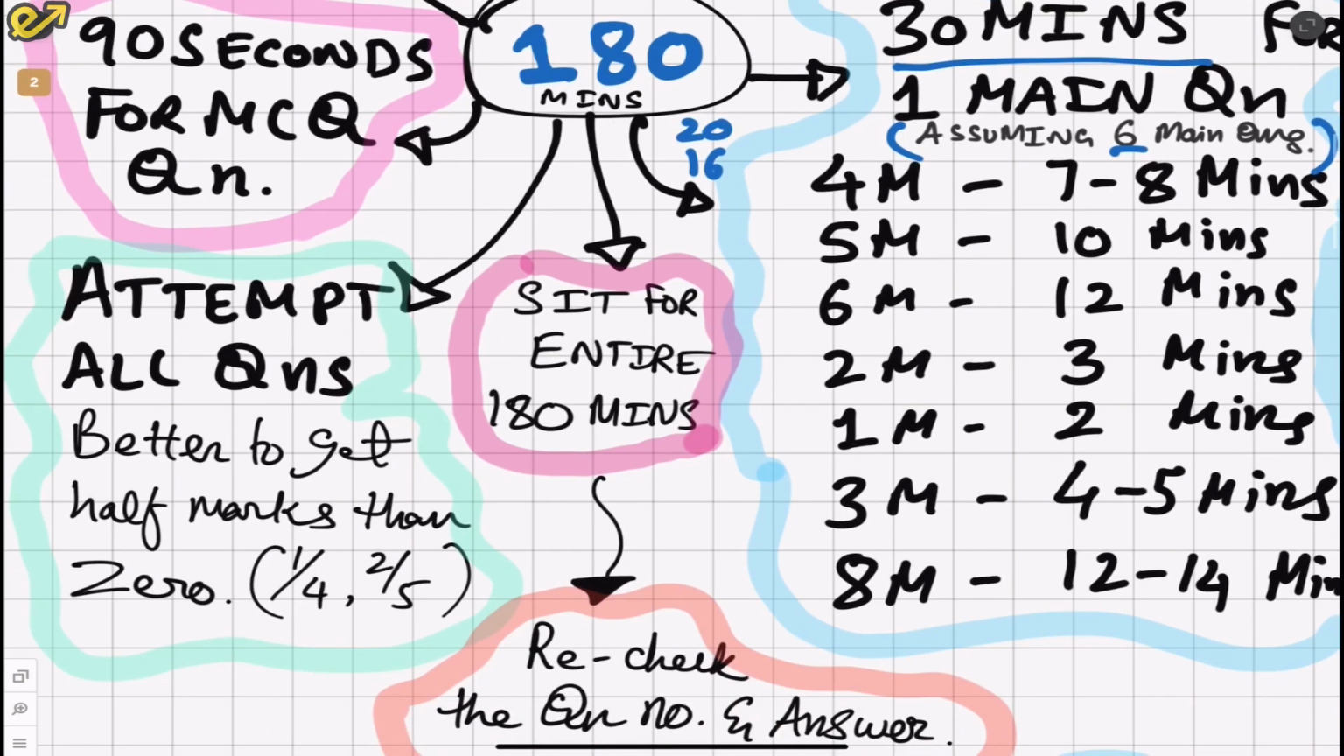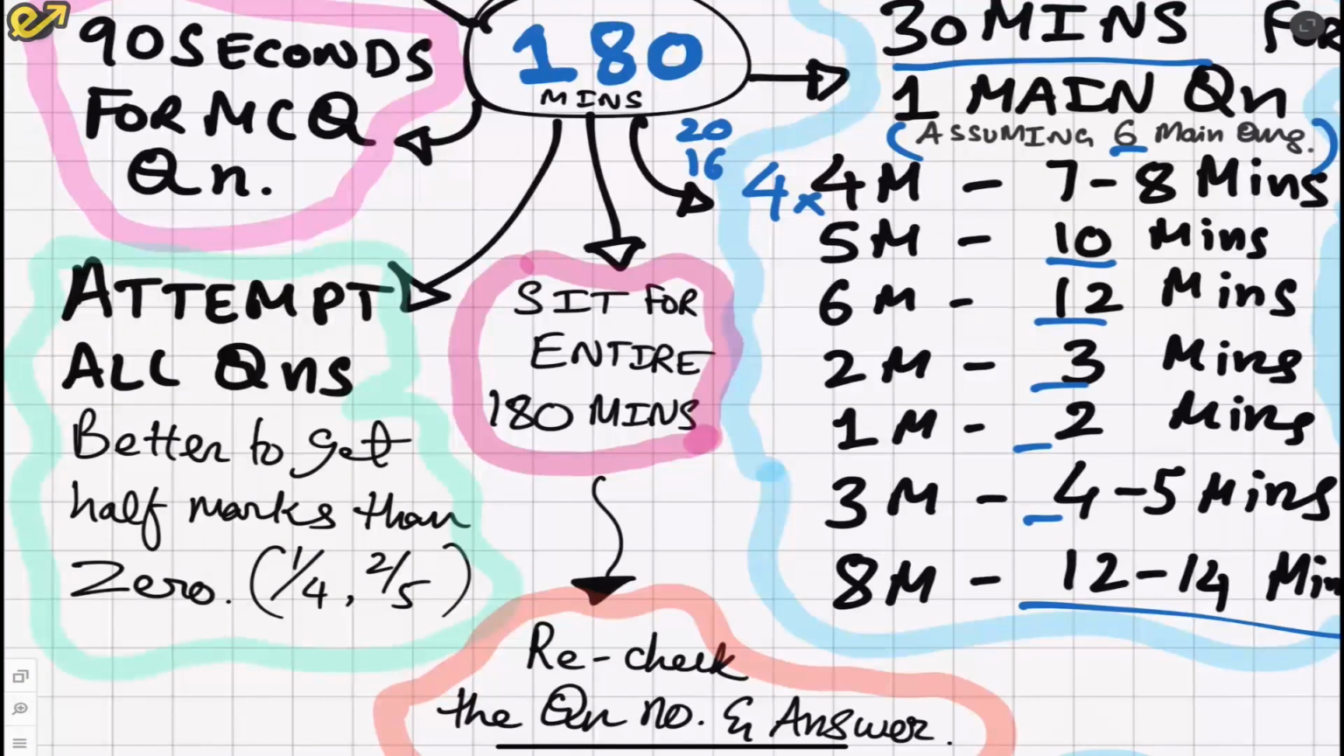In that, sometimes you will have 16 marks as 4 questions of 4 marks each, 4 into 4. 7 to 8 minutes you require for each. That is about 30 minutes for 4 questions. Same way, if you have a 5 marks question, maximum is 10 minutes. I'm telling maximum. Don't go beyond this. Then for 6 marks, we have 12 minutes. For 2 marks, 3 minutes. 1 mark, 2 minutes. For 3 marks, 4 to 5 minutes. And for 8 marks, rarely nowadays they don't ask too much, but 12 to 14 minutes.